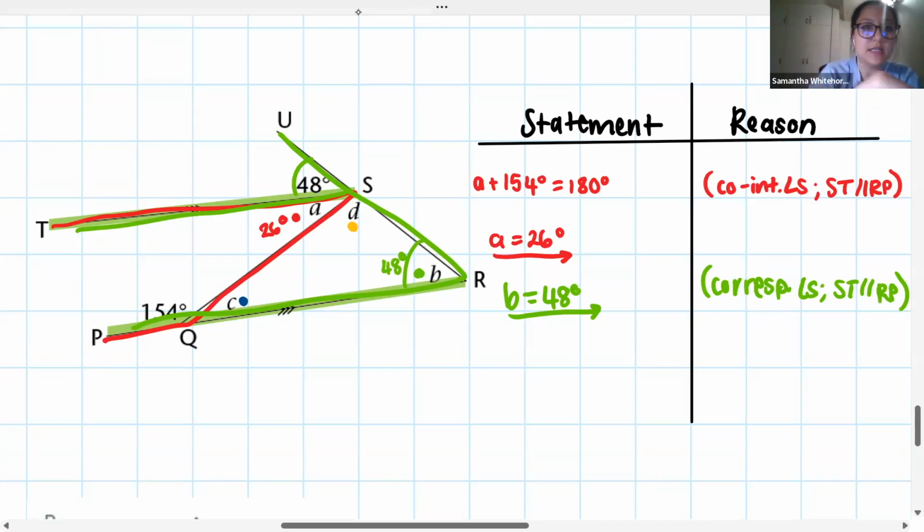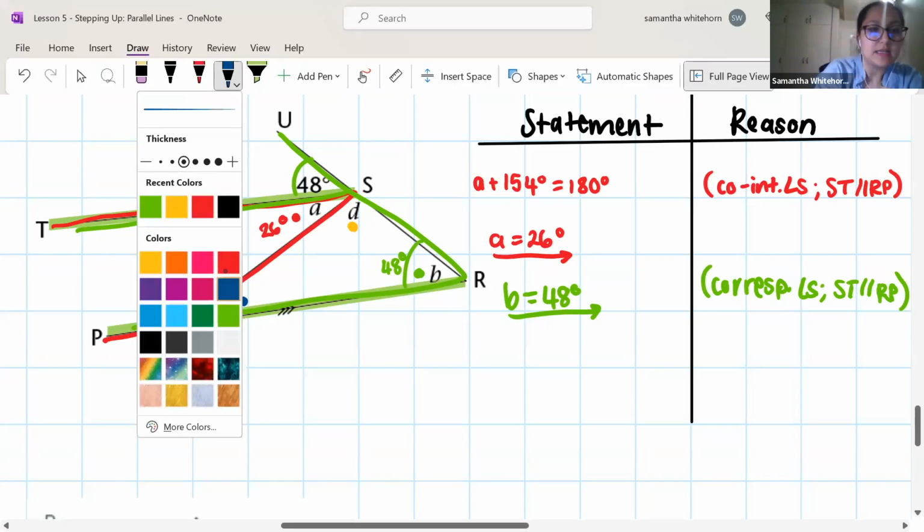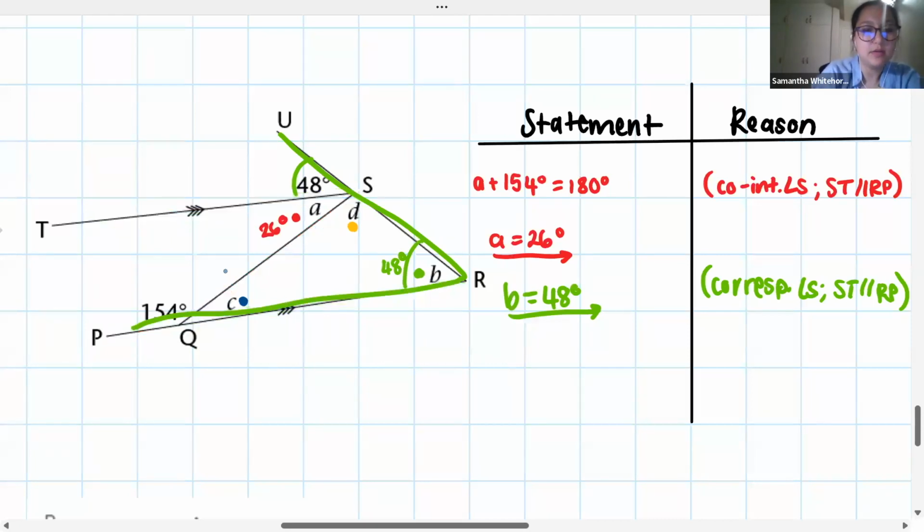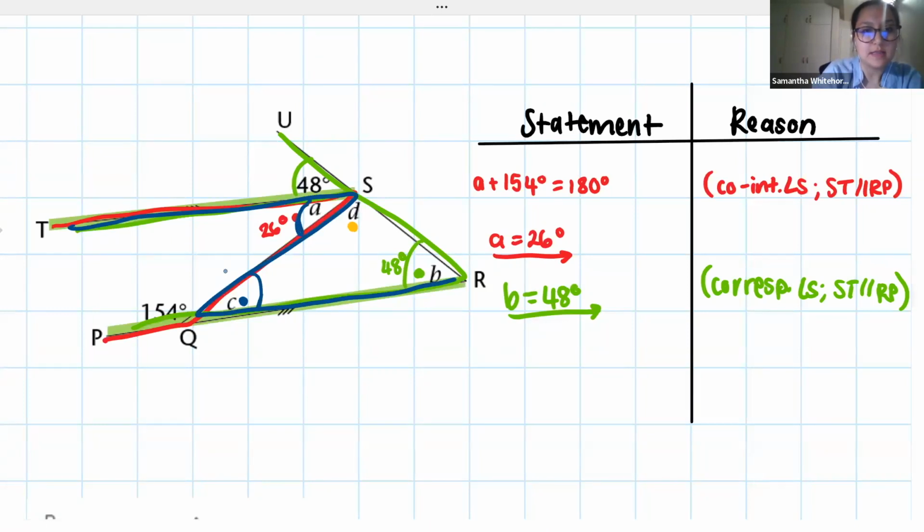Still need to find C. C, I can see I have alternate angles here. I've got that Z shape. Cool. So A and C are in alternate positions to each other. So C is equal to 26 degrees. Alternate angles. ST parallel to RP.